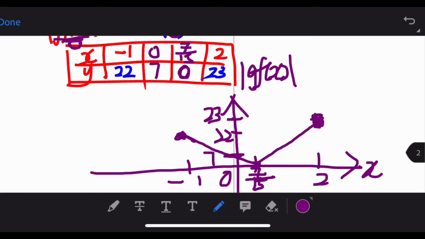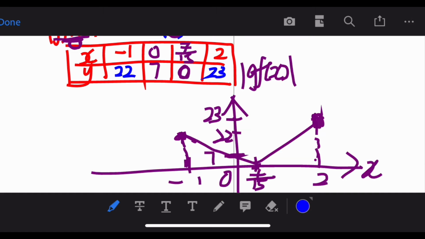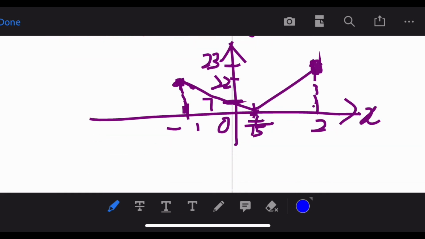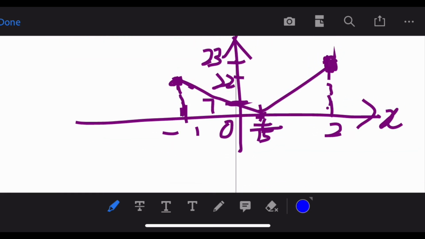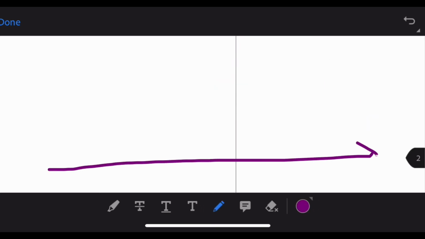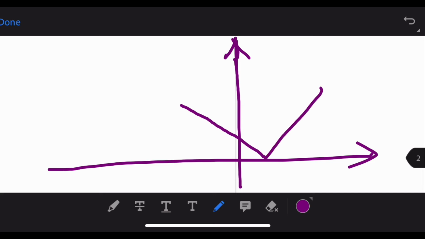Basically, you must have the 4 important points. Okay, let me highlight to you the 4 important points. Let me draw a nice modulus graph. This is not nice, so we draw like this. It's a V shape, right? One is a bit higher. This is actually 22. This is actually 23.